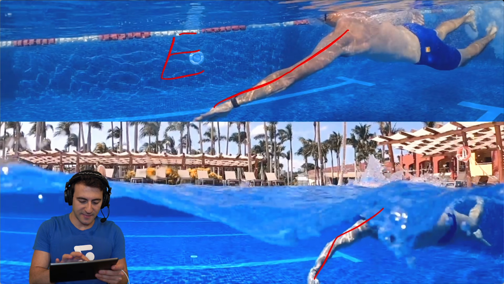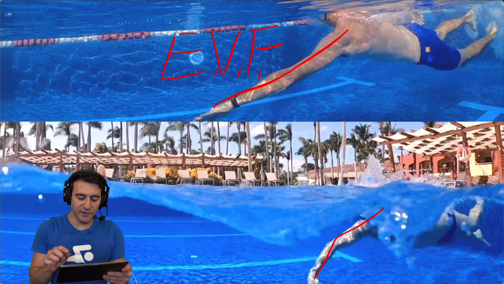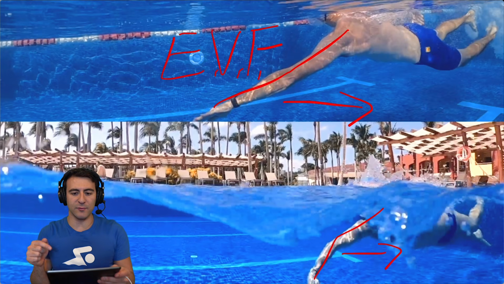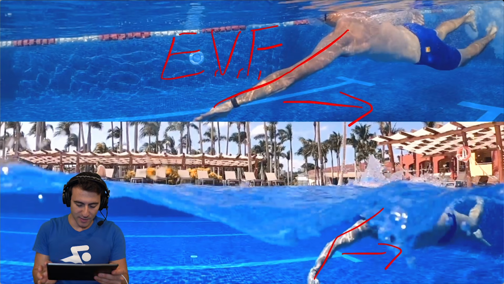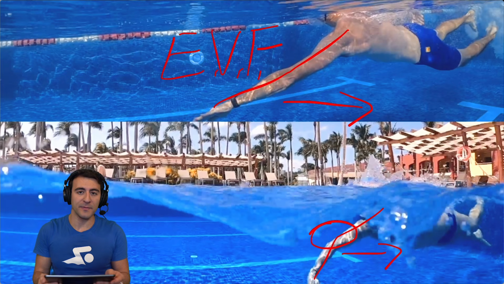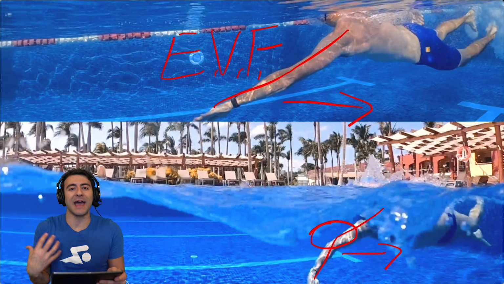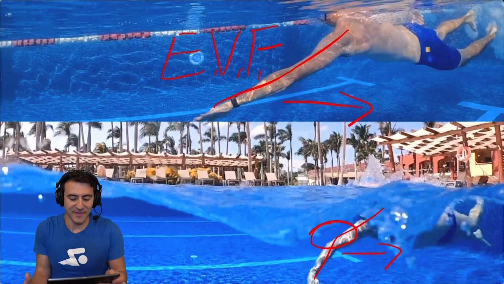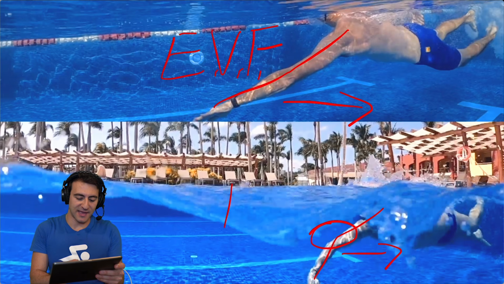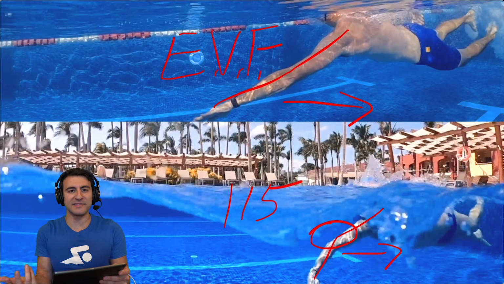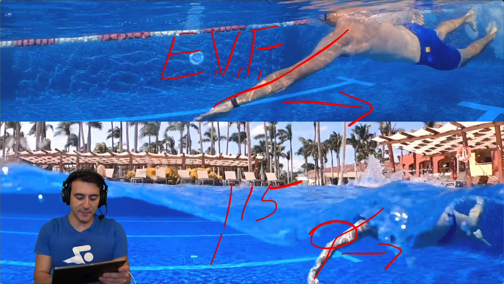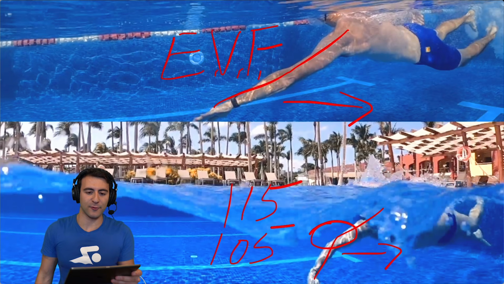So we want an EVF, and that stands for early vertical forearm. What you're trying to do is you're trying to pull as much water as possible. And you can really see it in the way that my elbow is bent. You can see that bent elbow. And to be frank, I actually don't have the best early vertical forearm. And that's the difference between someone who goes a 1:15 easy or cruise, which is what I go, and someone who goes a 1:05 at their cruise speed.